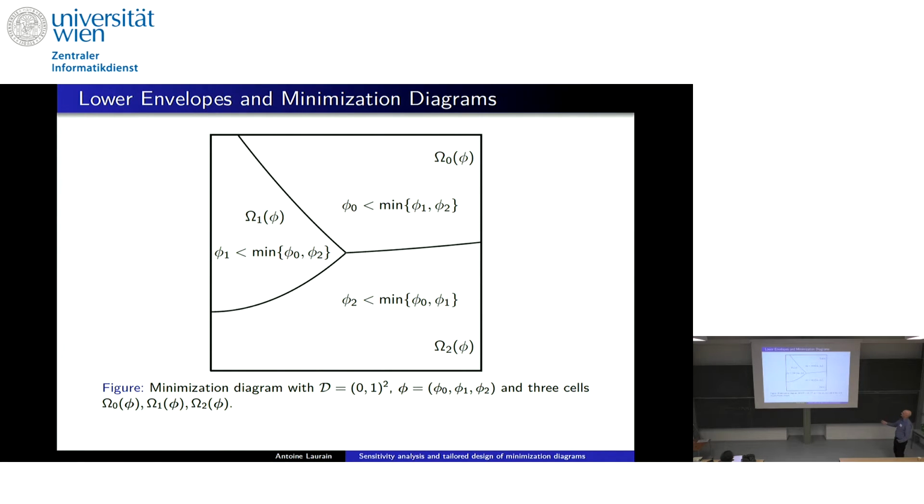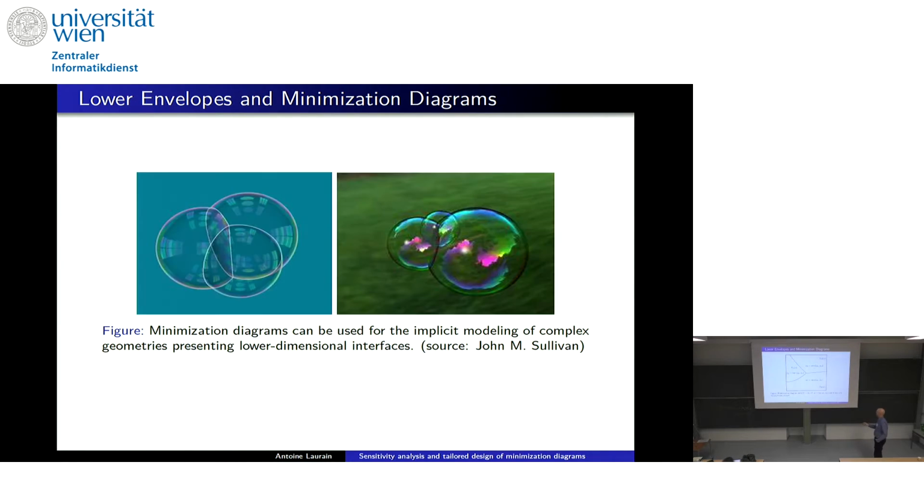You can see that you have these different phases. So here, omega 0 is the region where phi 0 is the smallest. Omega 1 is the region where phi 1 is the smallest, and so on. And you can see that you have some interfaces which can be curved, and you have these triple points, which are the regions, like in the Voronoi cells, which are at the same distance from the different sites. So it generates some interesting geometries.